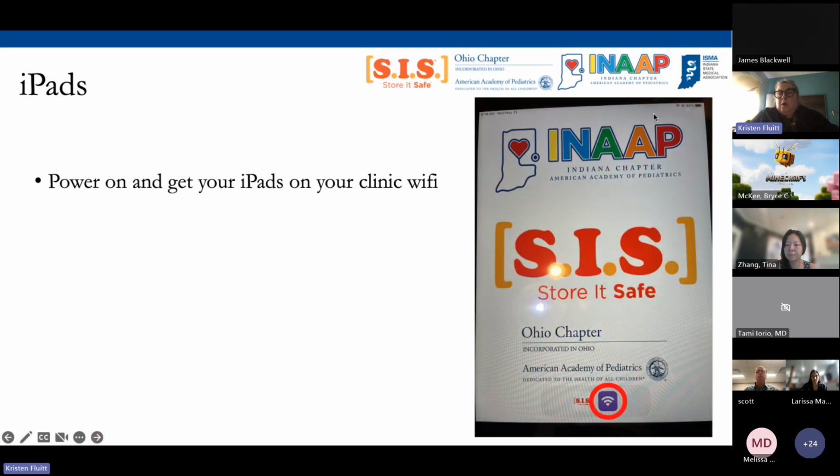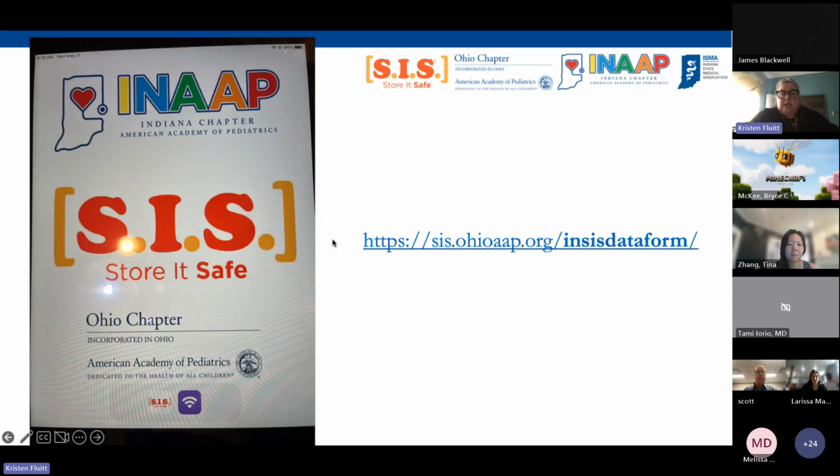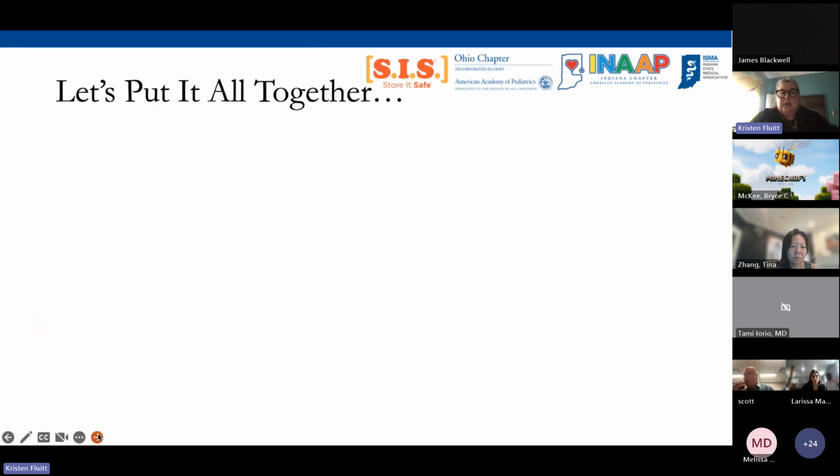So again, if you power on your iPad, it's going to look very similar to the picture on the left. And you'll see this little purple, kind of with the little bands at the bottom. That's how you can get on your clinic Wi-Fi and put your password in. And then that store it safe button down beside the purple button is what will get you into the data entry portion. You're going to have the link, but I'm going to show you this in a minute when we enter data, but that's how you enter the data on the iPad for the monthly data entry.